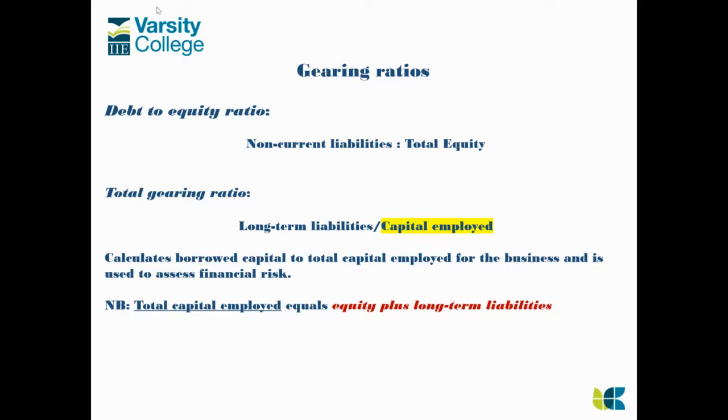Right. So here you've got two gearing ratios, non-current assets, non-current liabilities, and then there's also equity. Remember, equity is how much money the investors or the owners of the business have put into the business, compared to the non-current liability. All right. And then here you have the total gearing ratio, long-term liabilities. Okay. Capital employed is different from total equity.